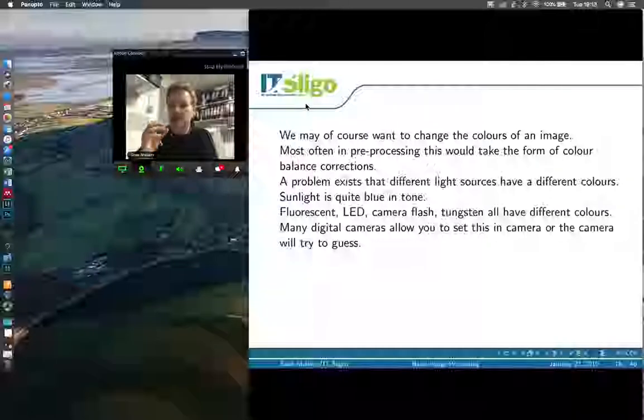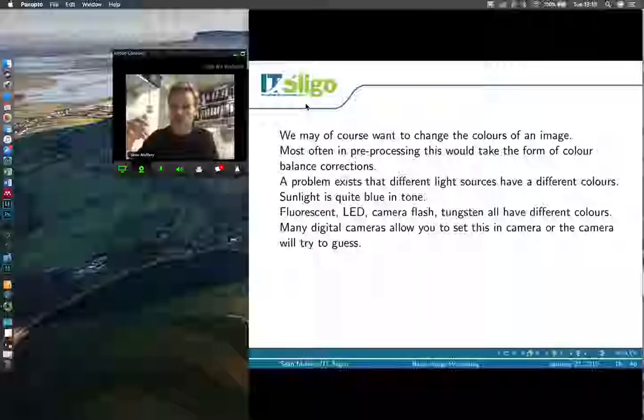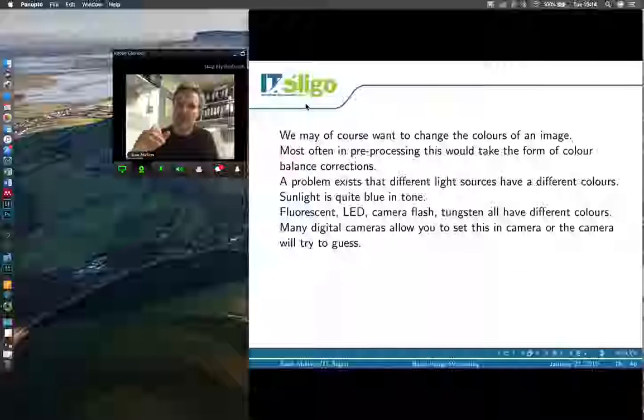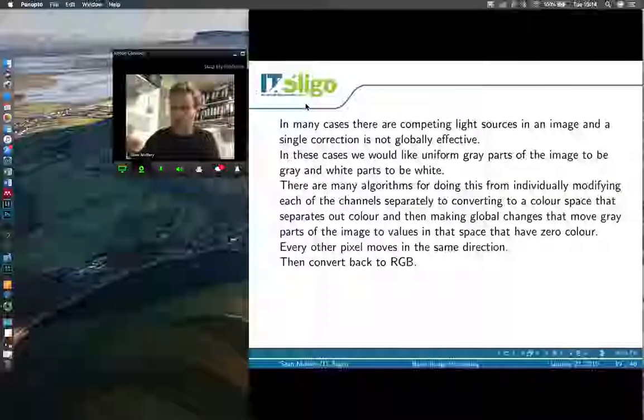So sunlight, for example, has a blue tone, whereas fluorescent, LED, camera flash and tungsten all have different colours associated with them. And if you have any sort of near to high-end digital camera, you'll normally see a setting on it where you can change it to the different settings, whether you're shooting inside or using camera flash, or if you're shooting in a daylight setting. As well as that, most digital cameras will have an automatic white balance, which is where they use some sort of computer vision algorithm to try and determine what their colours should be. They're normally looking for something that should be a neutral colour and isn't, and they'll try and move that in that direction.